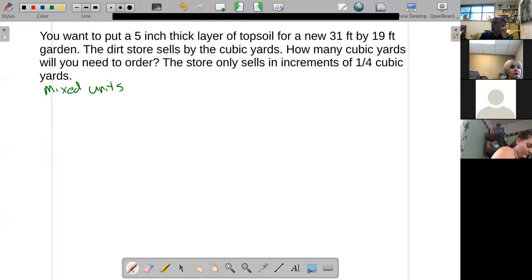And what do I recall? I recall that there's 12 inches in a foot, and there are 3 feet in 1 yard. And ultimately, my measurements need to be in cubic yards. So do I want to convert now or later? I guess I'm going to convert now and just deal with it. So let's do some conversions.